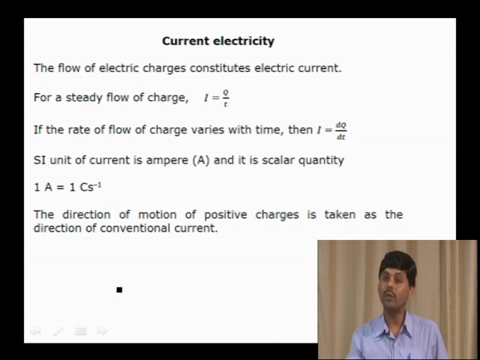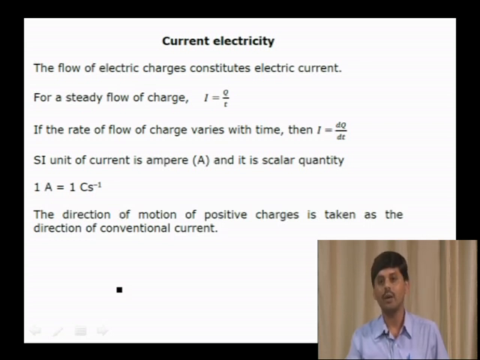If the rate of flow of charges varies with time, then we take I is equal to dQ by dt. The SI unit of current is ampere and it is a scalar quantity. See here, current has both magnitude and direction. The current has a magnitude, say 2 ampere, and a flowing direction can be shown, but still it is a scalar quantity. Why? It does not obey the vector addition rule, so it belongs to scalar quantities.